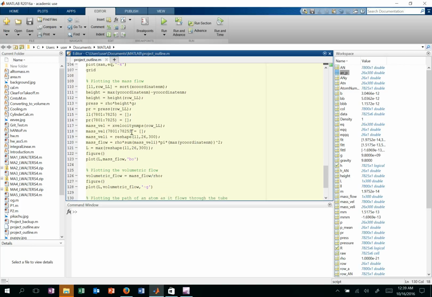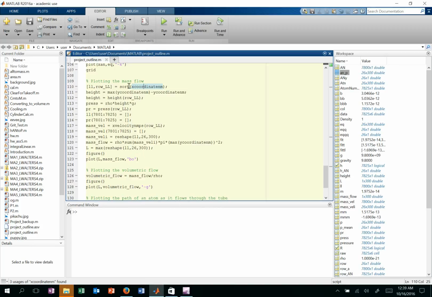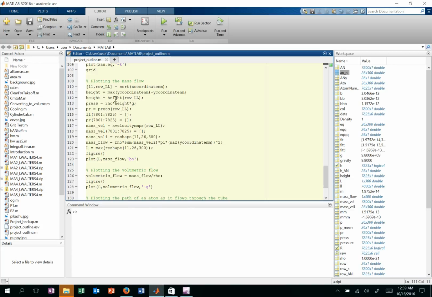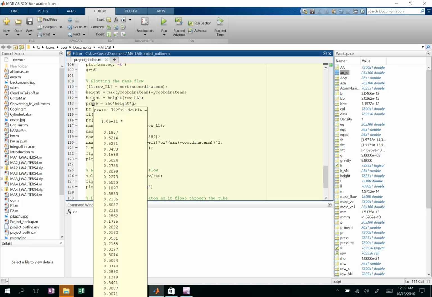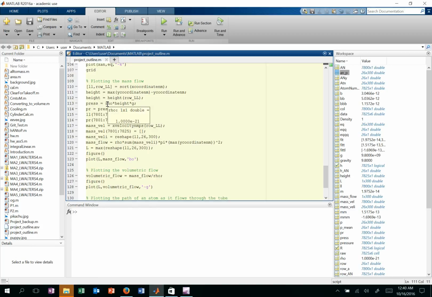We're going to plot the mass flow. For this one, we want to sort our data differently. We want to sort it by s coordinate, and so we're going to find a new height in order to do that, and that height is going to basically correlate to the s coordinates. So as the s coordinates increase, it's going to take the height for that s coordinate. And with this height, we want to find pressure, so we're going to take our density that we found earlier times our new height times gravity.